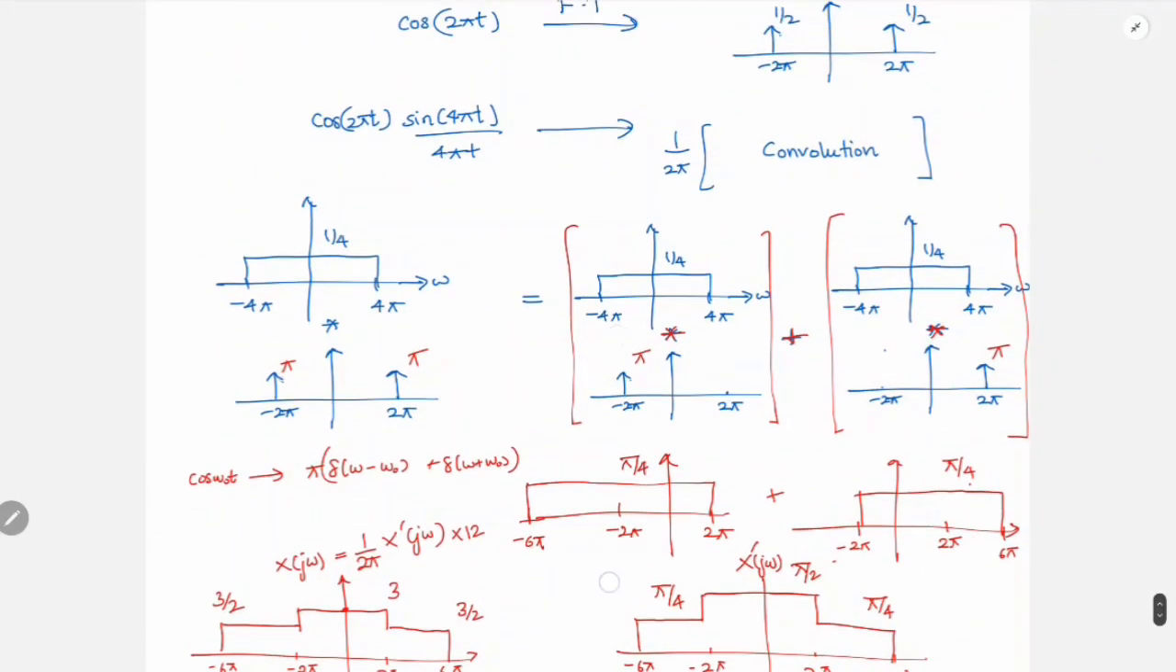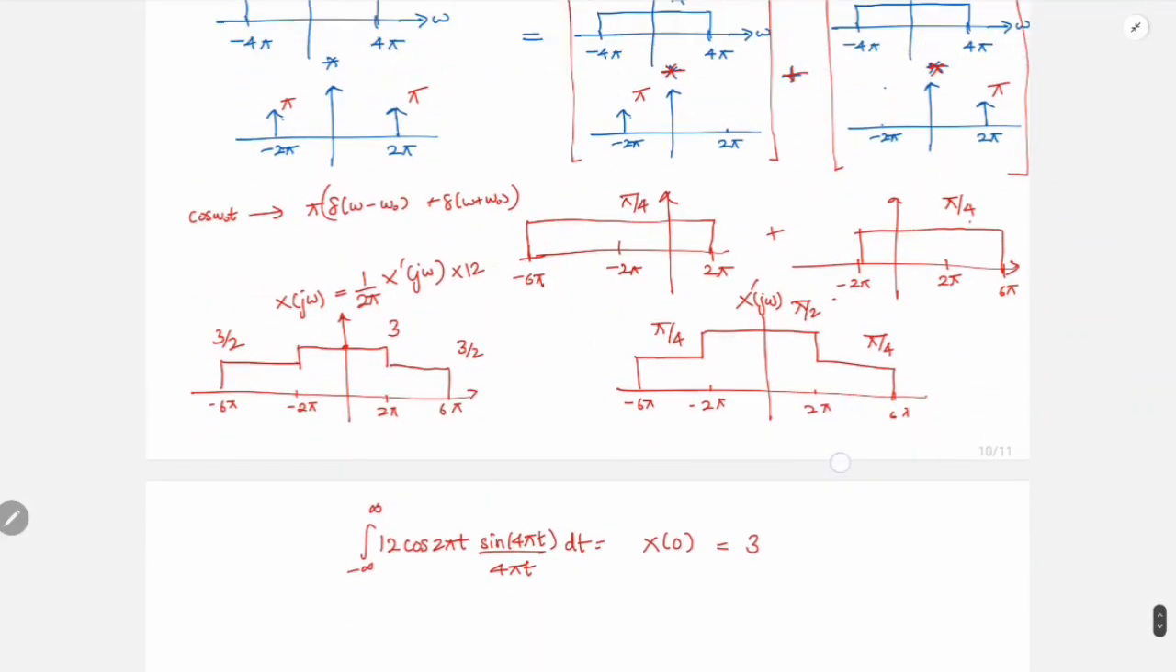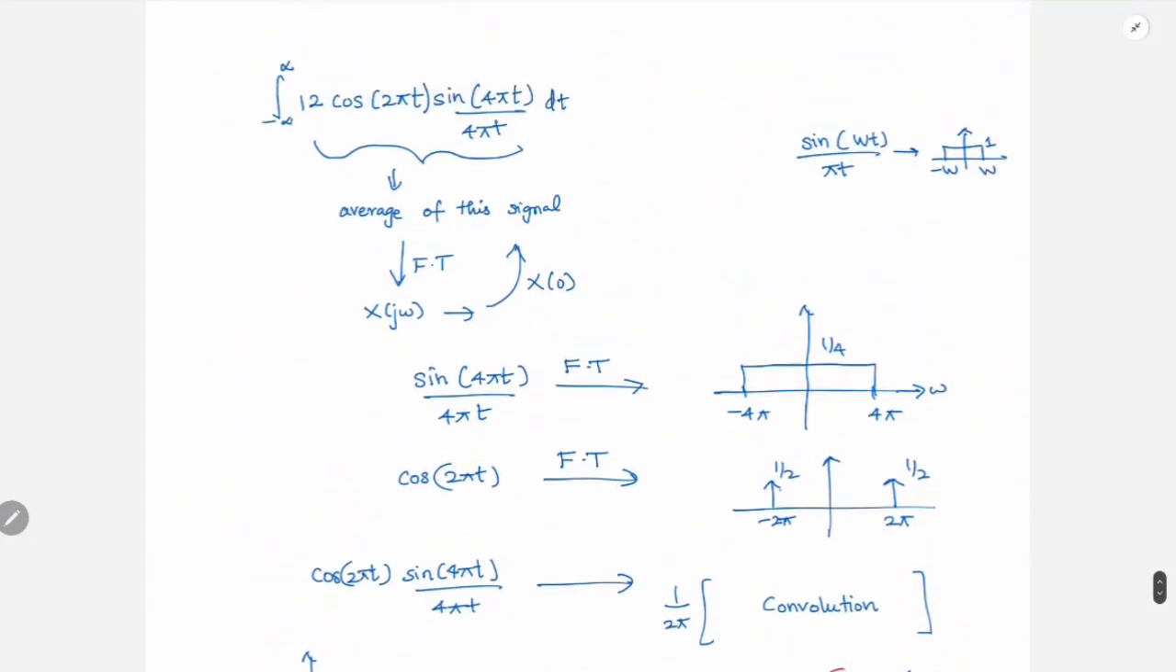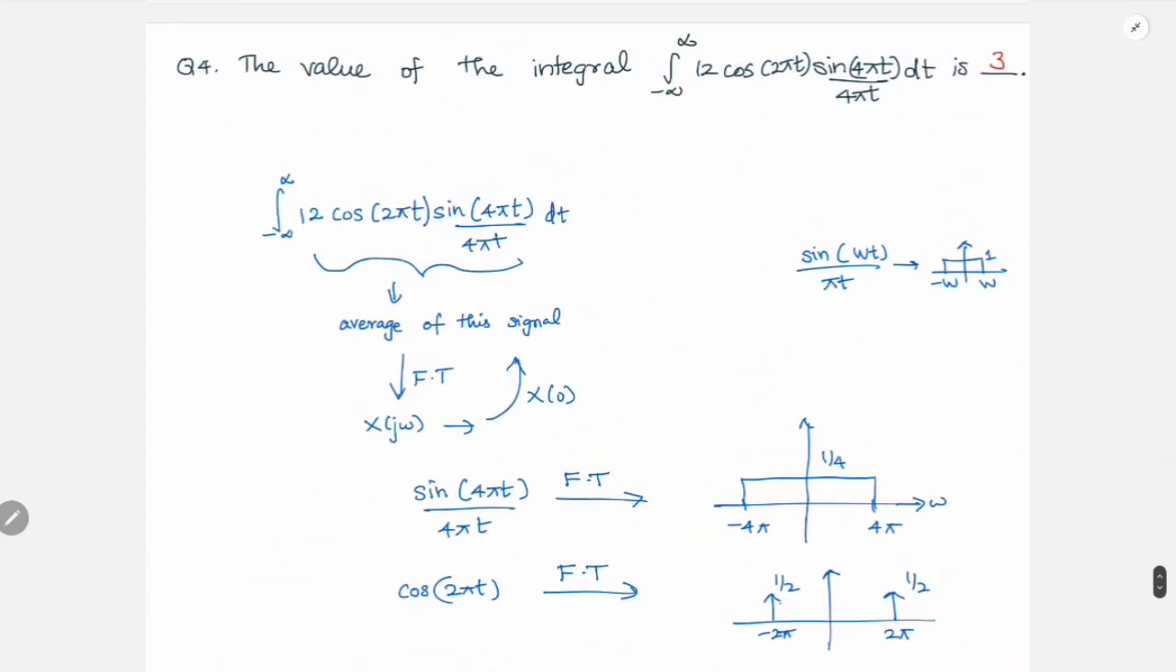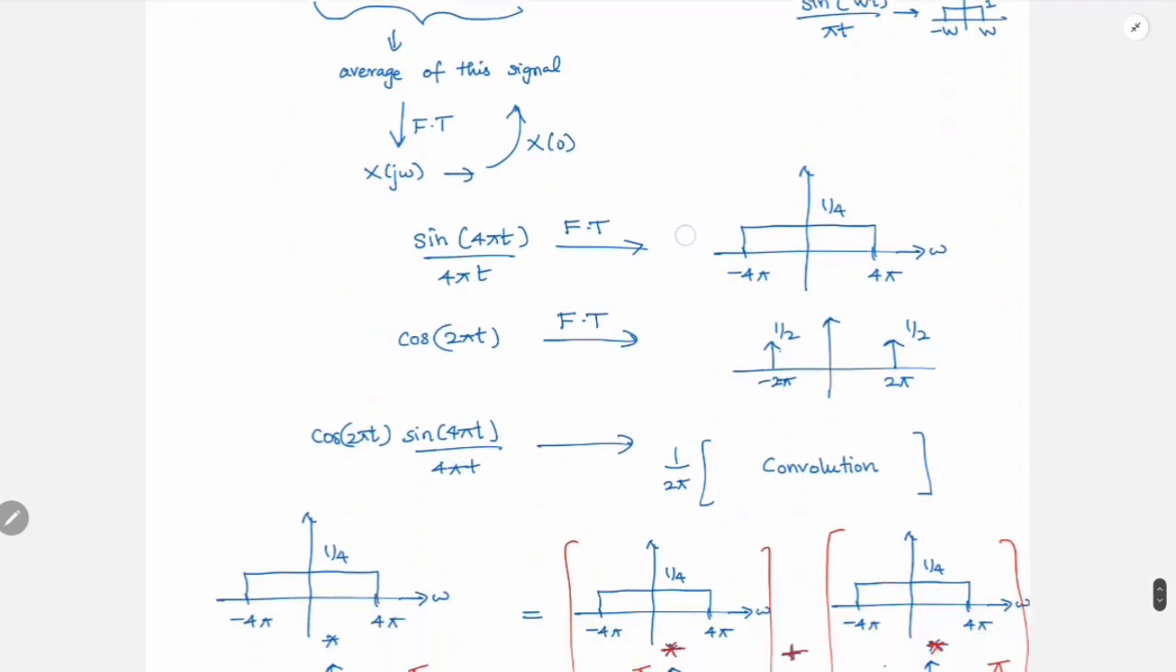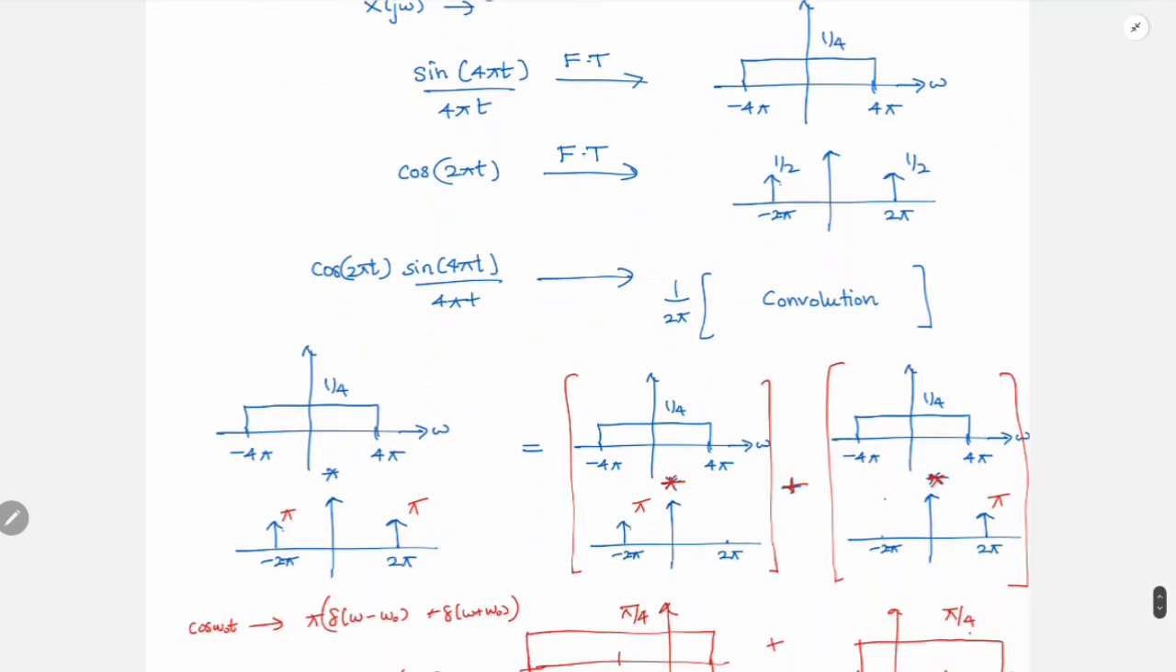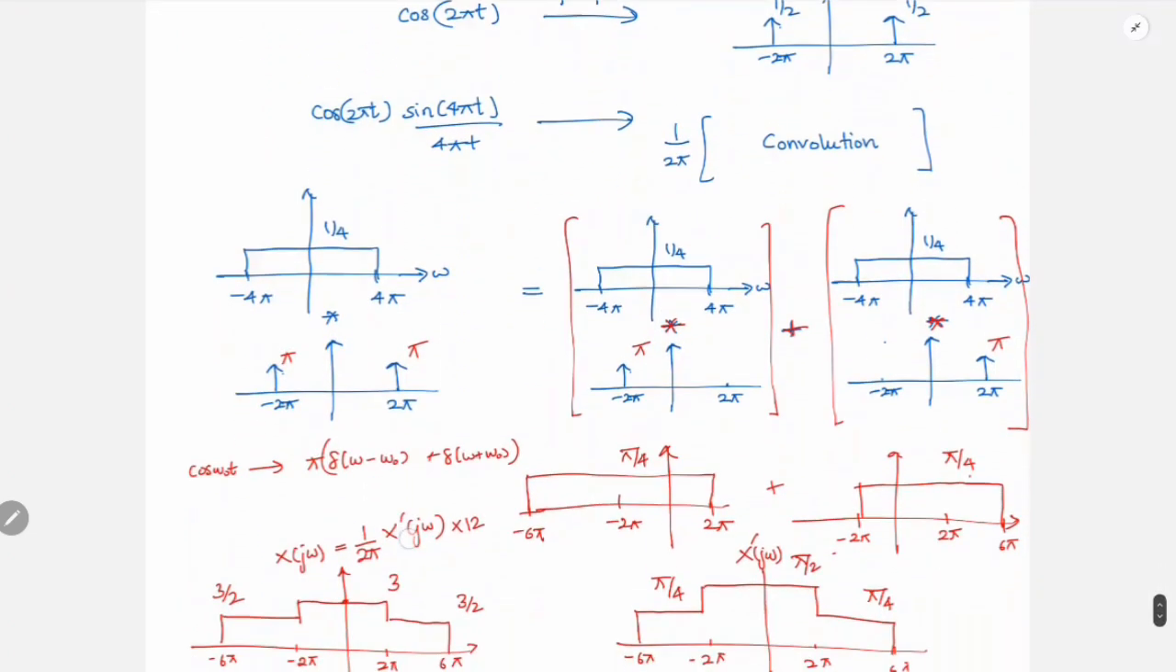Here also we should be careful to remember that for a periodic signal there is actually a factor of 2 pi. If we miss that, then we would have got 3 by 2 pi and our answer would have gone wrong. Even though we are using the properties, we should be careful enough not to make a mistake. Sometimes it is normal to make a mistake when we are doing it very quickly. So it is always a good practice to check the steps once before moving on to the next question.